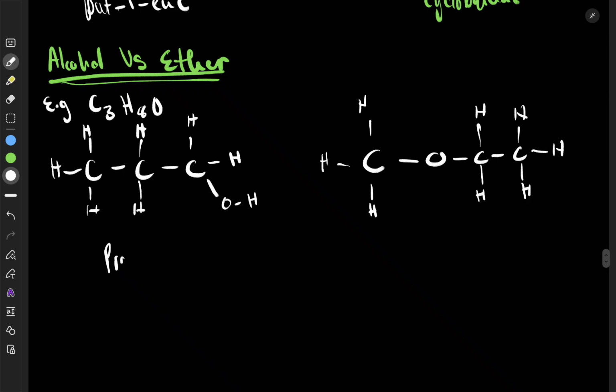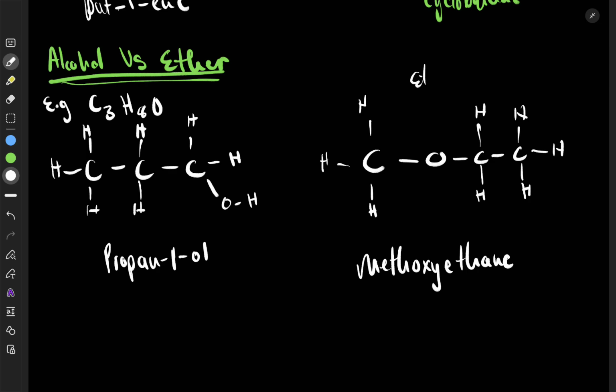This is going to be my propanol, okay? Or I can put propan-1-ol. And then here, for the other one, you start from the one on the left, it's going to be meth, so it will be called methoxy. Then since there are two carbons here, it's ethane, okay? So this is going to be my ether, and here is going to be my alcohol, right? And they are functional group isomers of each other, these two.